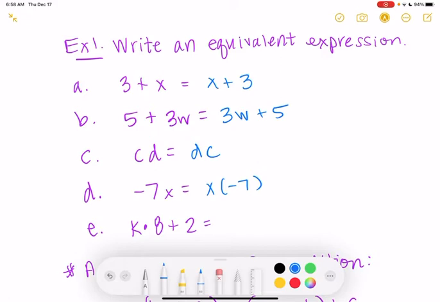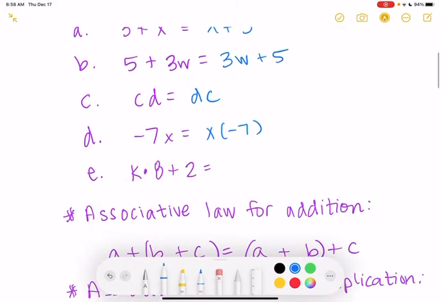K times 8 plus 2. I'm going to actually do 2 of them here. So I'm going to use the commutative law of addition and put the 2 first. So 2 plus, and then I'm going to use the commutative law for multiplication and change that k times 8 to 8k, which you didn't have to do both. You could have just done one or the other, and that would have been totally fine.